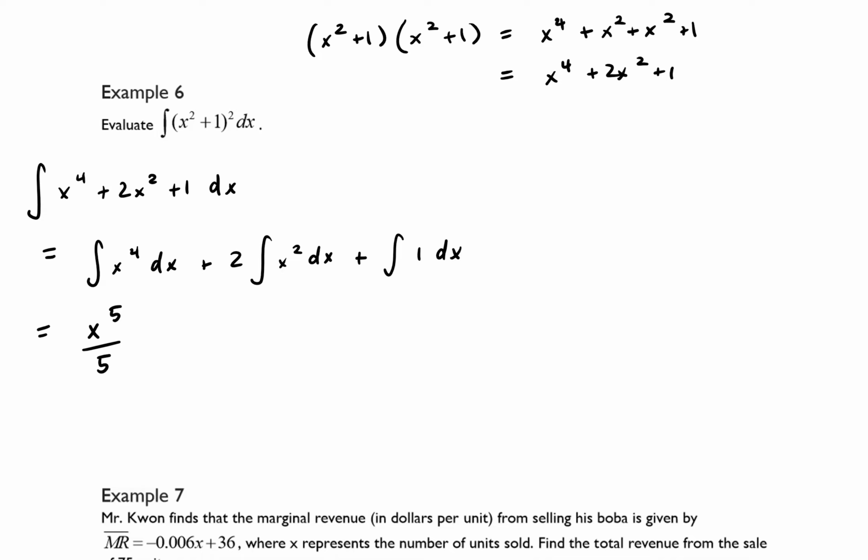Example 7 says, Mr. Kwan finds that the marginal revenue in dollars per unit from selling his boba is given by the function MR equals negative 0.006x plus 36, where x represents the number of units sold. Find the total revenue from the sale of 75 units.